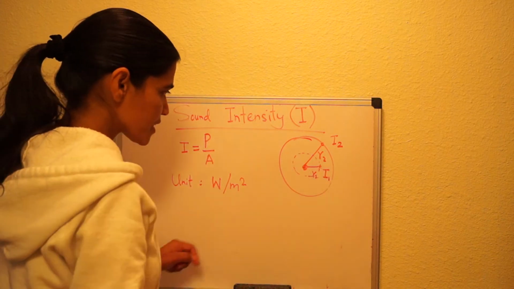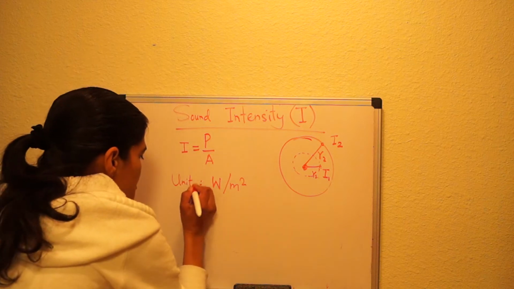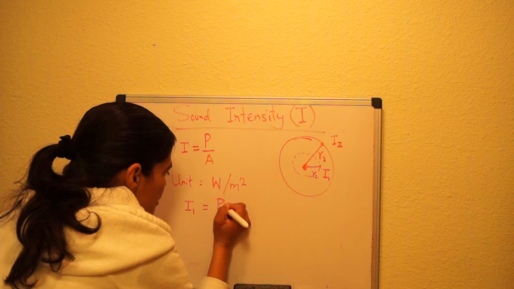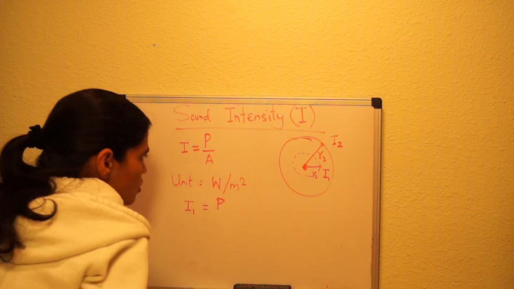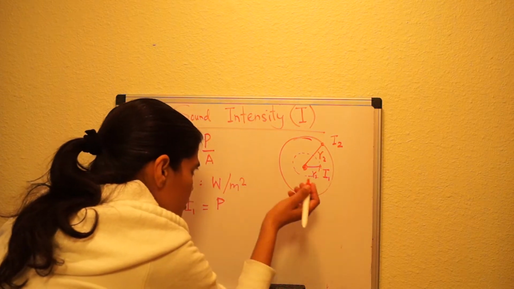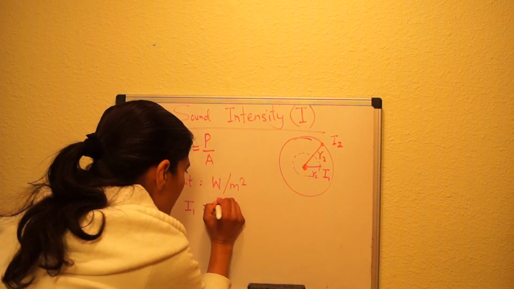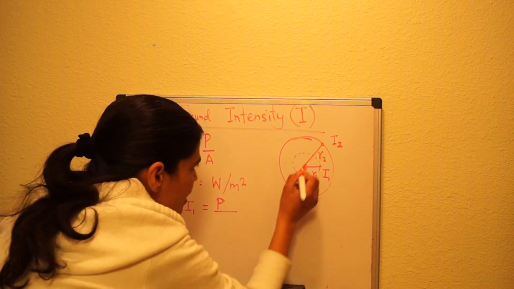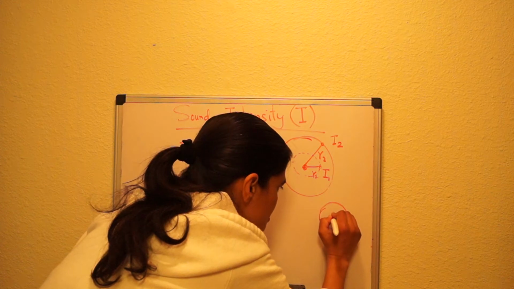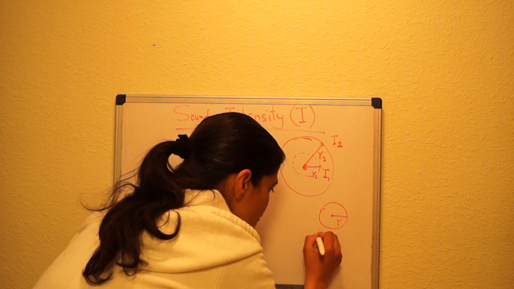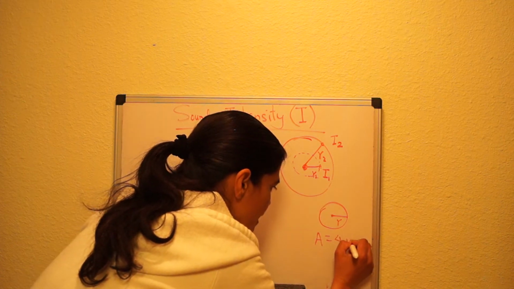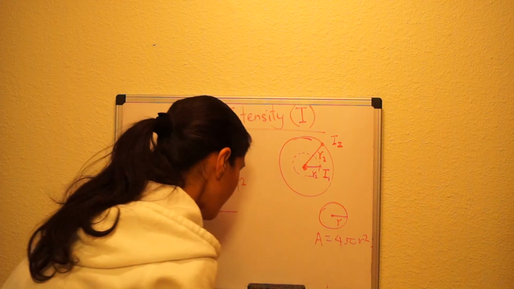So let's look at the intensity at these two different points. I1 is again what? The power of the sound wave per area. What is the area here in this sphere? If you have a sphere here of some radius r, this area means surface area, okay? A is what? 4 pi r squared.